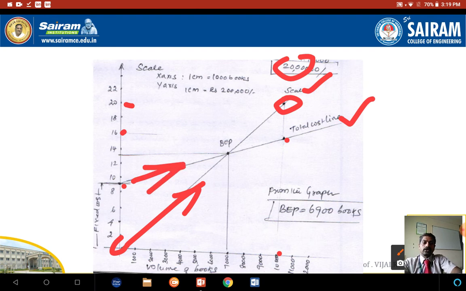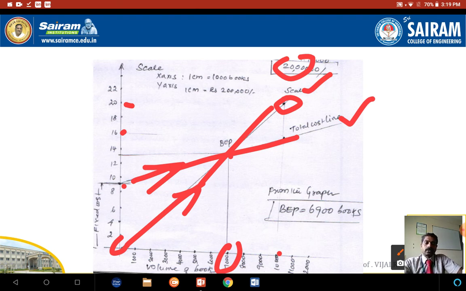So this total line and this production sales line will intersect at a point. This point is what we are going to find, the books' number. So in the graph, obviously near 7,000, if you draw the graph exactly, we will get 6,900. So by this way we have to complete this.